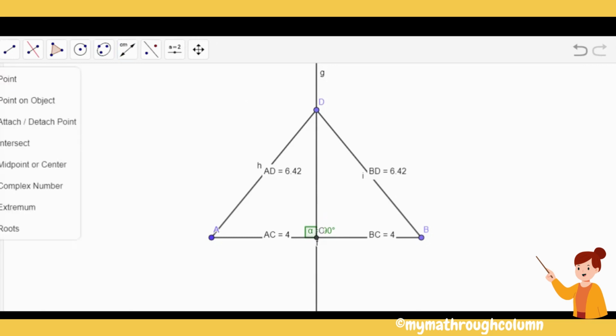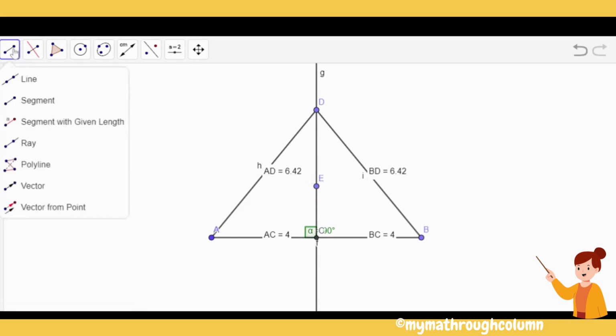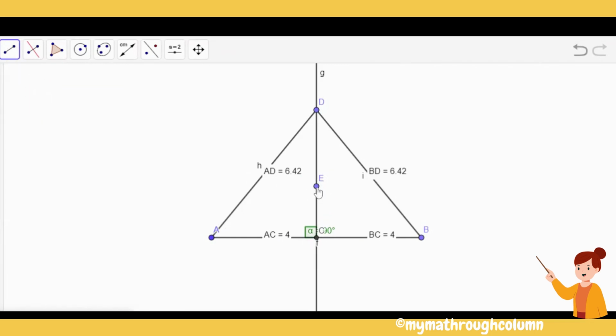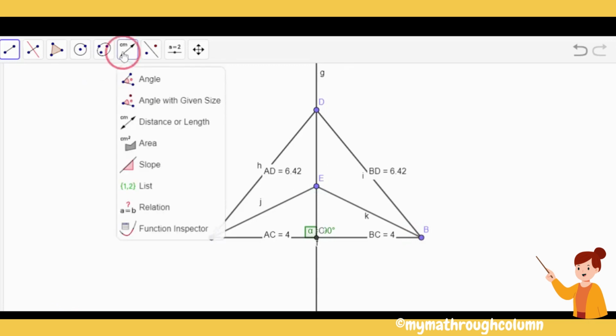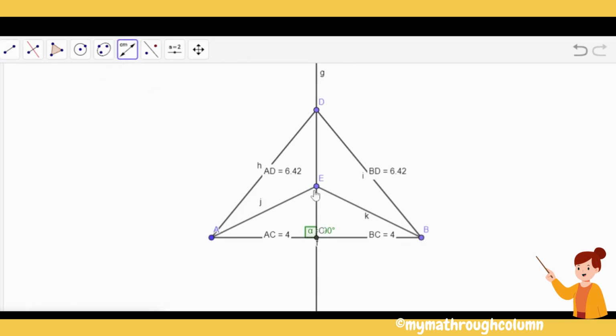Now I want to check with another point. Let me take a point here on the perpendicular bisector as E. And again, in the same way, we are going to join E with A, and we are going to join E with B. And we'll also check the length of AE and BE. EA is 4.48, and EB is also 4.48. So we have taken another point and we saw it is also at an equal distance from the endpoints.